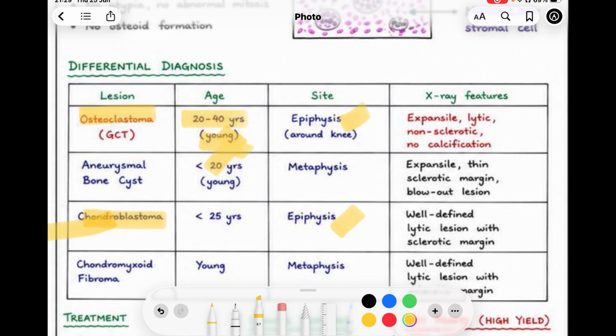What is the difference in X-ray features? This is expansile, lytic, non-sclerotic, and no calcification. Here, it is a well-defined lytic lesion with sclerotic margin.